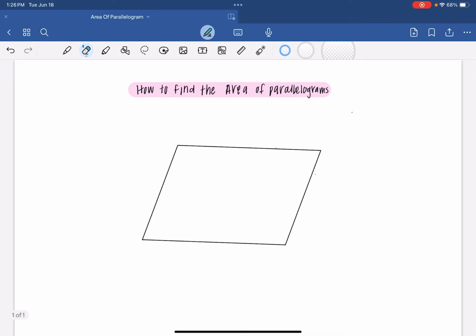Find the area of parallelograms. Now first, let's talk about what a parallelogram is. A parallelogram is a quadrilateral, which means that it has 4 angles, 4 sides, and 4 corners or 4 vertices.